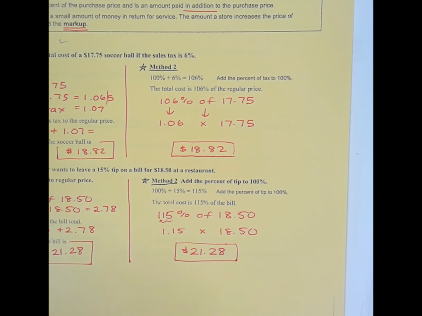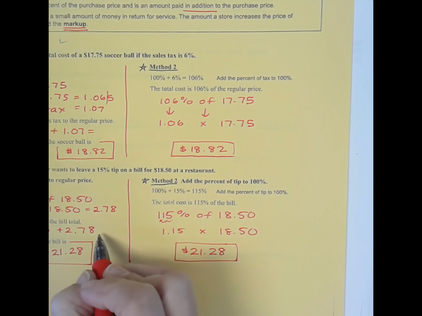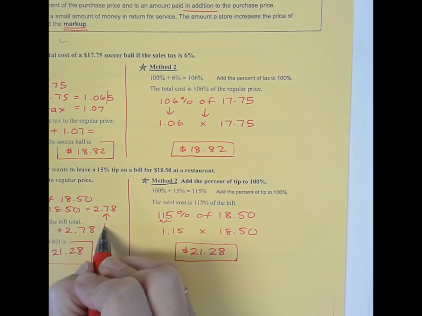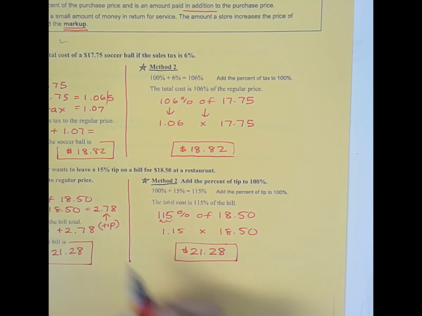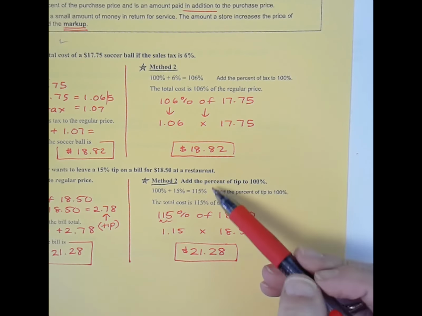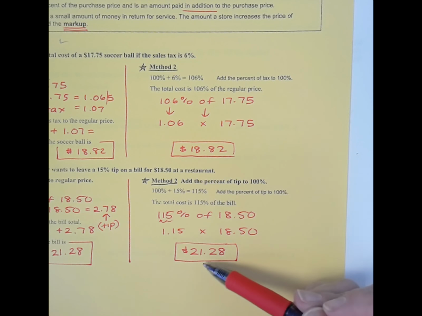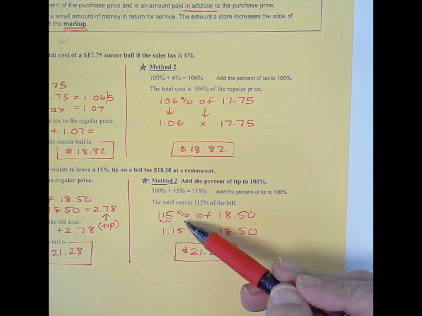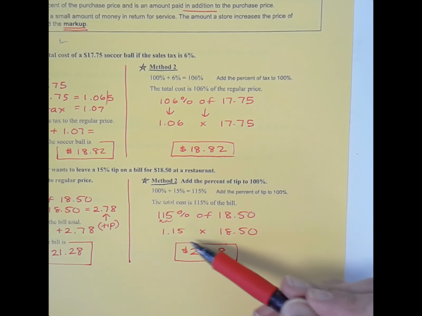If you were asked just to find the tip, you would have to go back and do this method and do the individual one. But if you're just looking for the final price after the markup, you can go directly to do 100 plus the markup and find that percentage.